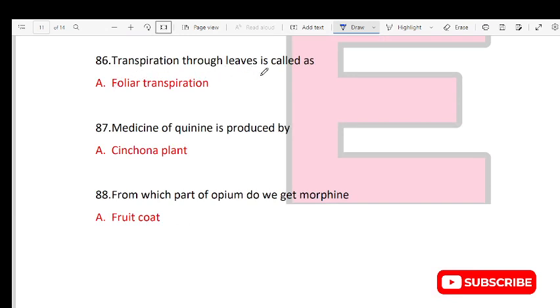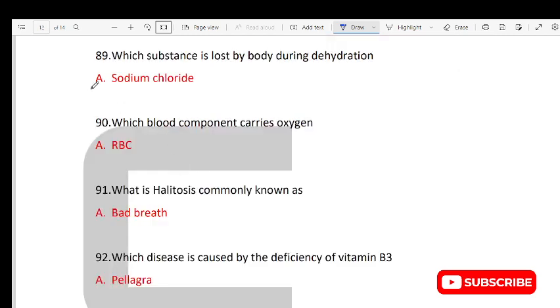Question number 86. Transpiration through leaves is called as? Answer: foliar transpiration. Question number 87. Medicine of quinine is produced by? Answer: cinchona plant. Question number 88. From which part of opium do we get morphine? Answer: fruit coat.